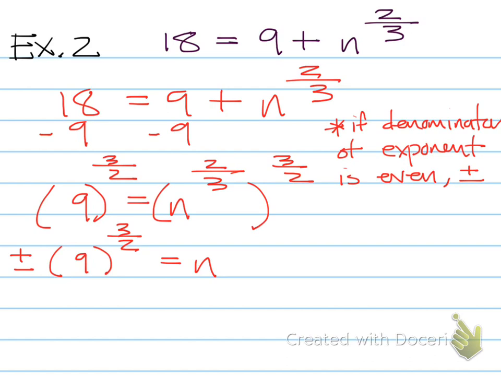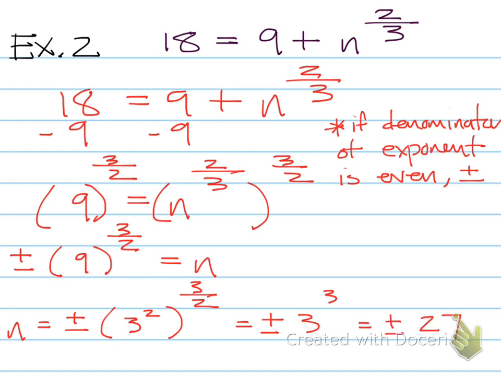And then 9 is 3 to the 2nd power. And when you raise a power to another power, you multiply the exponents. 2 times 3/2 is 3. 3 cubed is 27. So plus and minus 27 is our answer.